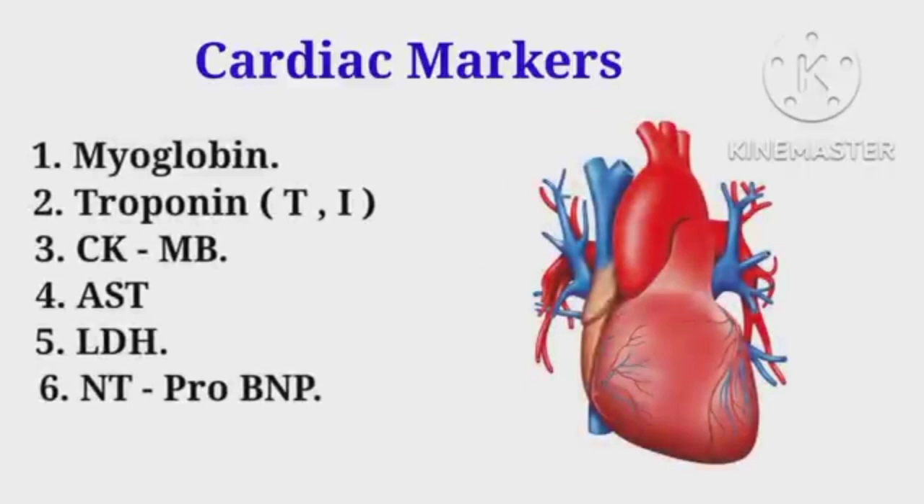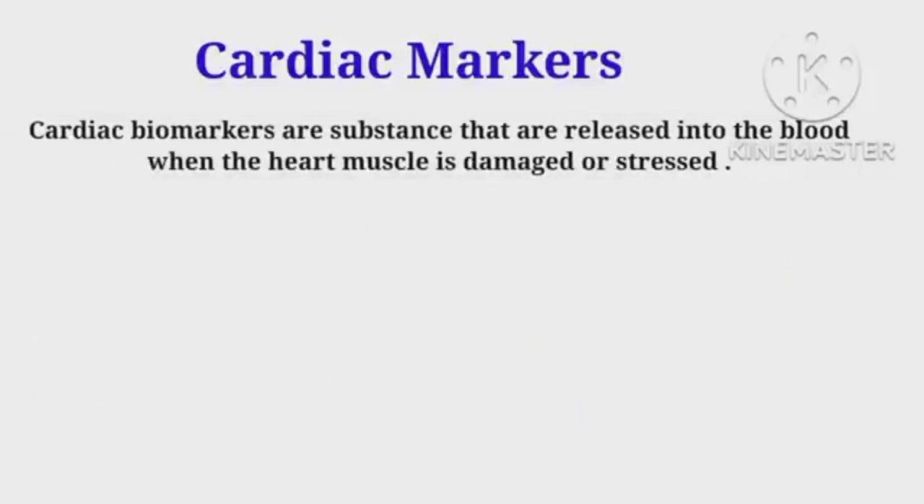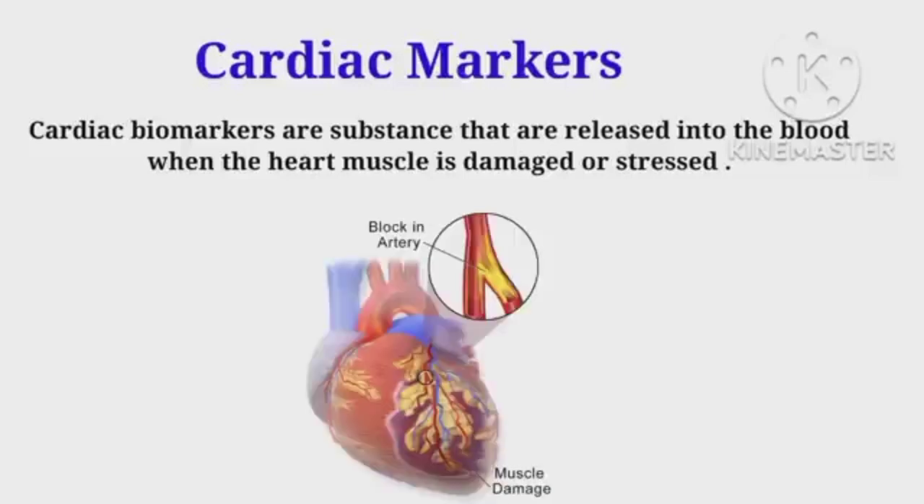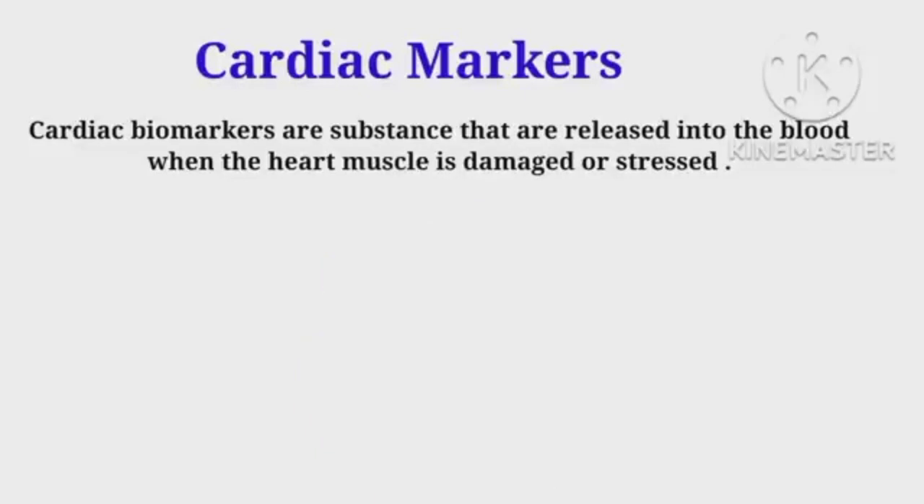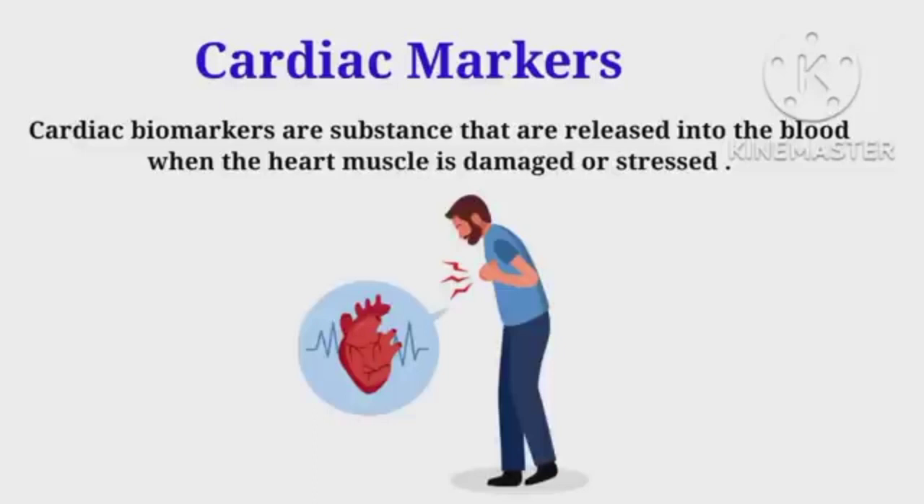Today our topic is cardiac markers. Cardiac biomarkers are substances that are released into the blood when the heart muscle is damaged or stressed. Whenever the heart muscles are stressed, cardiac markers are released from the heart. For example, chest pain is also an example of a cardiac marker, whenever the muscle is stressed and damaged.